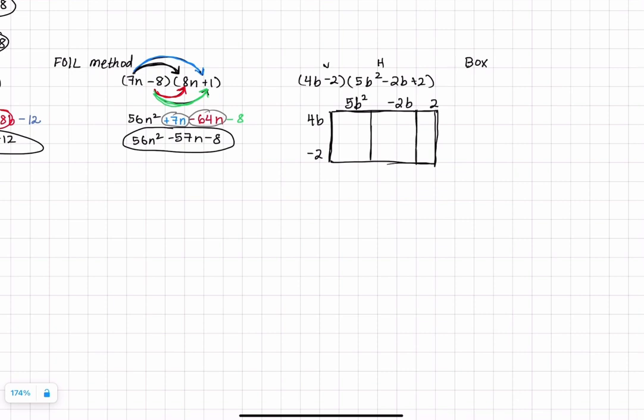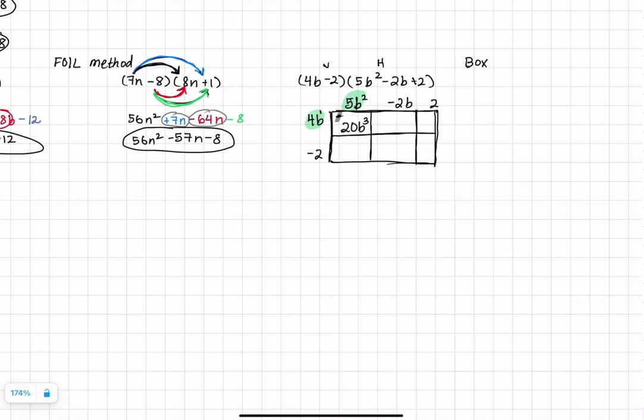Great. So now what you do is just multiply the numbers on the outside of the box to get the value on the inside. So for this first box, you're going to multiply 4b and 5b squared to get a value inside this box. 4 times 5 is 20, so 20. And then b to the power 1 times b to the power 2 would be b cubed.